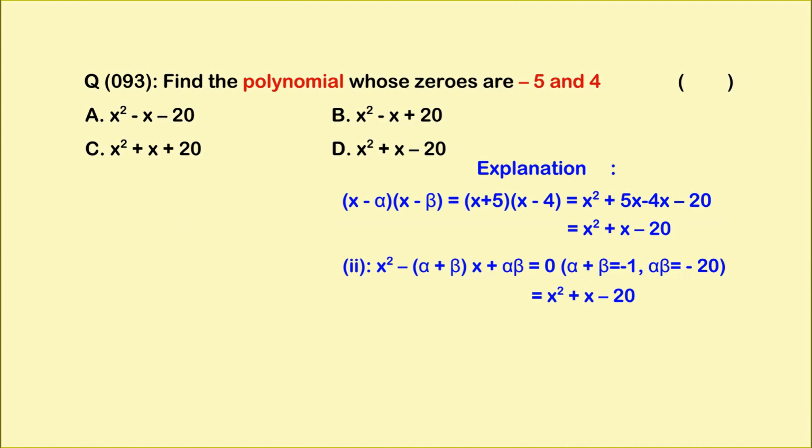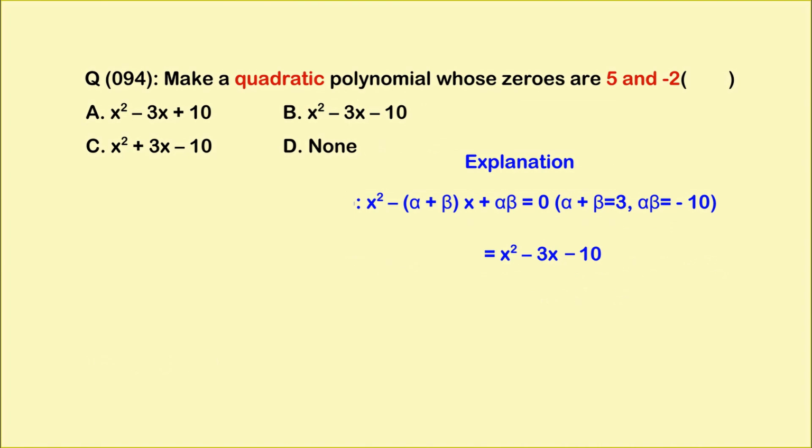In the second method, you can see x square minus alpha plus beta of x plus alpha into beta is equal to 0. If you add alpha plus beta, we will get minus 1. If you multiply alpha into beta, we will get minus 20. So if we substitute the values of alpha plus beta and alpha into beta in the given expression, we will get x square plus x minus 20. So the right answer is D.